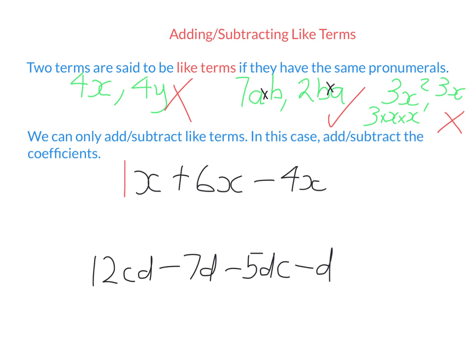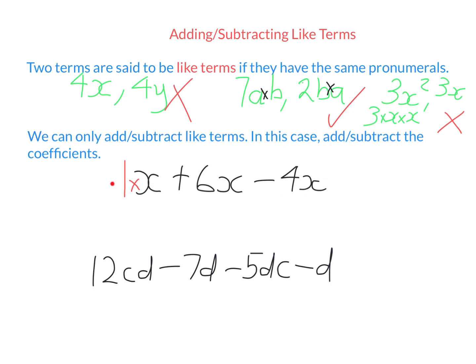X and 1x are the same because timesing by 1 doesn't change the number. 1 times 4 is 4. If you times 7 by 1, you get 7. Similarly, if you times x by 1, you get x. So x and 1x are the same thing.